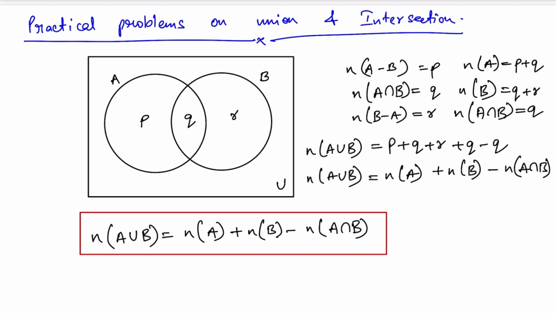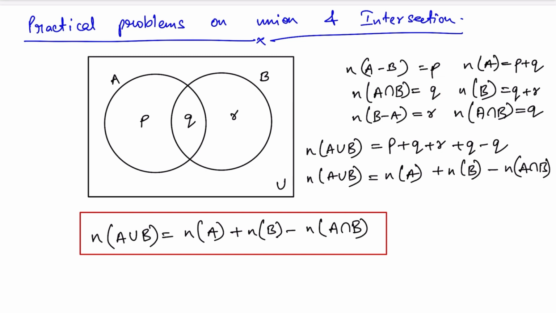Okay, let me revise it again. What we have done in this region, we have considered that let there be p number of elements. In this region we have considered q number of elements, and in this region we have considered r number of elements. This region is called A minus B, this region is called B minus A, and this region is called A intersection B. So we have denoted as per requirement.